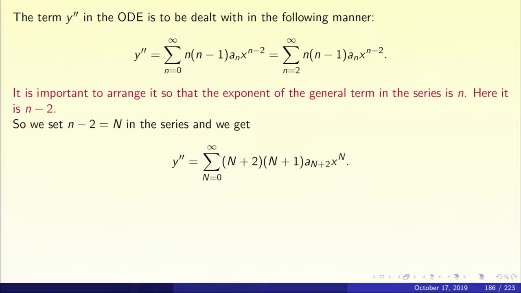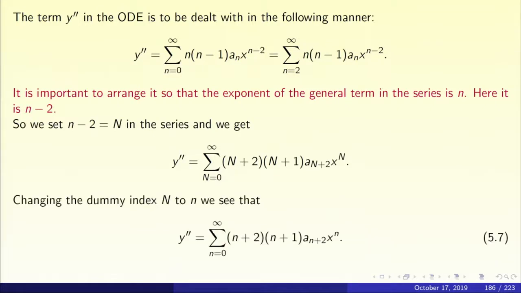But remember that the capital N is a dummy index, so we can replace it back by little n, and so finally we get y double prime equal to summation n from 0 to infinity (n plus 2) into (n plus 1) a n plus 2 x to the power n, which is displayed 5.7 in the slide. So now you see we have the x squared y double prime, you got the y double prime, you got minus 2x y prime.